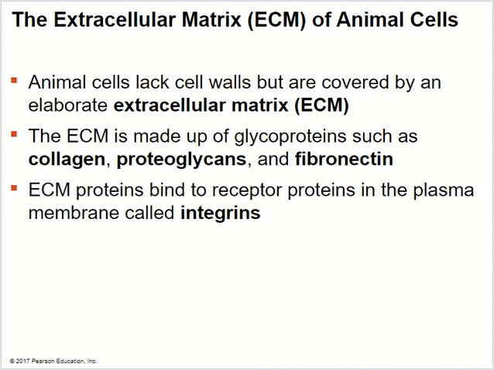Animal cells lack cell walls but are covered by an elaborate extracellular matrix. The ECM is made of glycoproteins, such as collagen, proteoglycans, and fibronectin. The extracellular matrix proteins bind to receptor proteins in the plasma membrane called integrins.